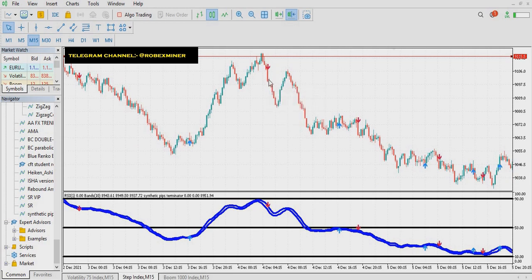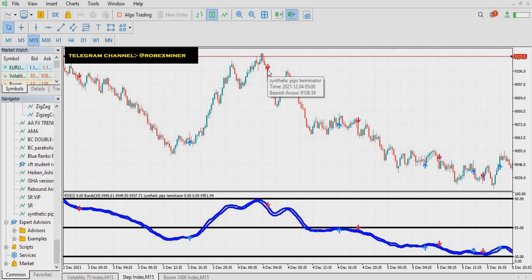Now, okay, sorry, my mistake. This arrow, sometimes it does not paint at the close of the candle. It might paint at the beginning of the candle, so it does not repaint. The arrows might move. No, I won't say move. Okay, assuming now this arrow appears at the beginning of this candle.